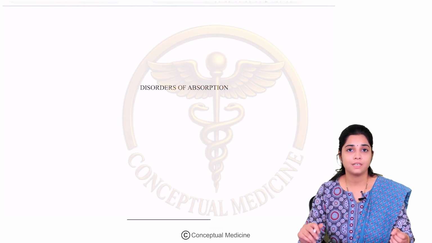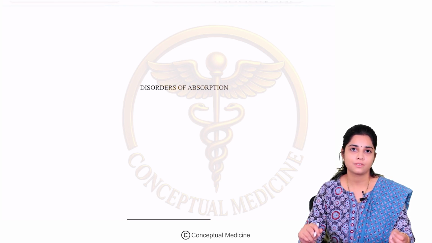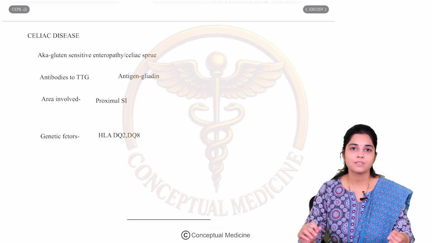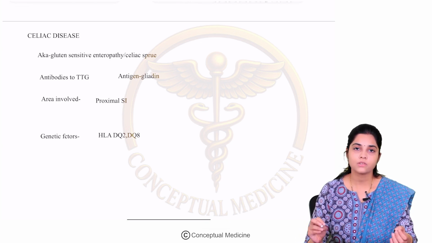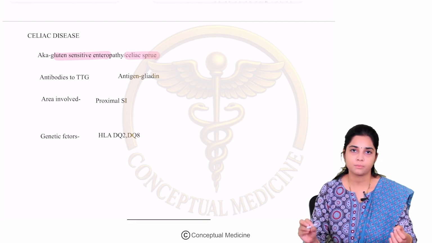In the last class, we had learned about our approach to malabsorption. In today's class, we'll be learning about the various disorders of malabsorption. So, let us start off with the first and the most important one. This is your celiac disease. Celiac disease is also called gluten-sensitive enteropathy or celiac sprue.